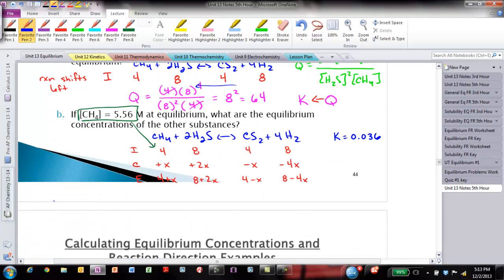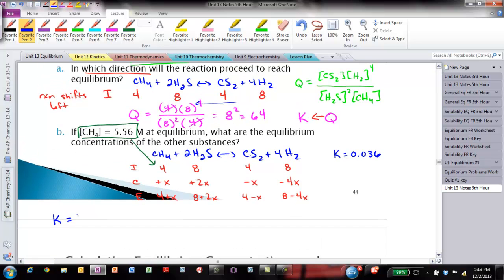So we're just going to set up the expression, same as Q. So we're going to put our CS2, which is 4 minus x, times 8 minus 4x to the 4th, over 4 plus x and 8 plus 2x squared. And this would be a beast of a problem. However, they saved us a little bit by telling us that methane was 5.56. Well, we can go into our ice diagram and say that 4 plus x has to equal 5.56. That means x has to equal 1.56.